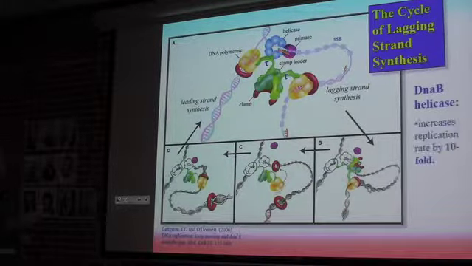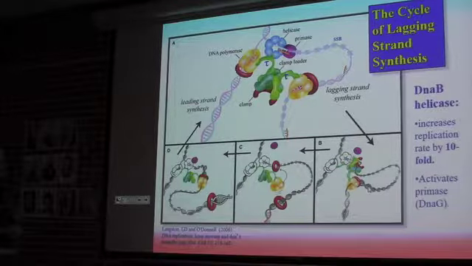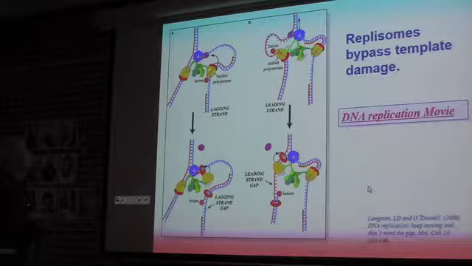The helicase increases replication rate by 10-fold, and it activates the primase. The contact between the DNA G protein, the primase, and DNA B is required before you get the primer made. Here you see what happens as it bypasses damage.